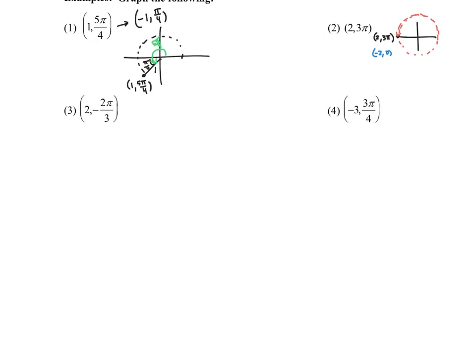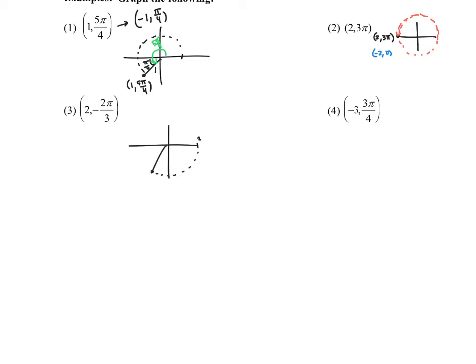How about example 3 here? 2 comma negative 2 pi over 3. That would put us in quadrant 3. We would extend out 2 units and rotate negative 2 pi over 3.